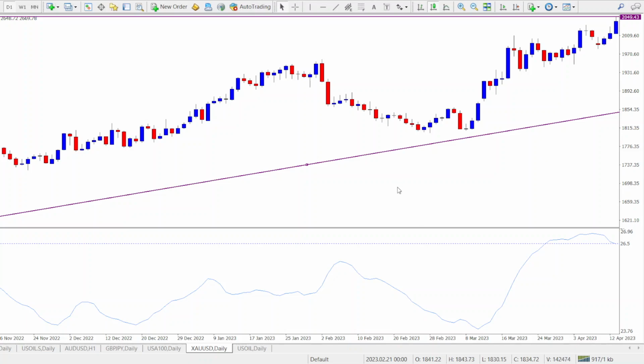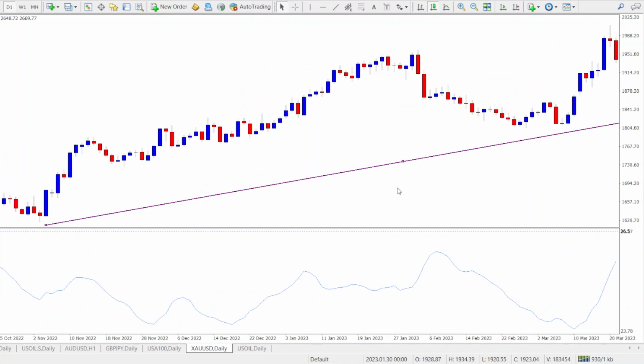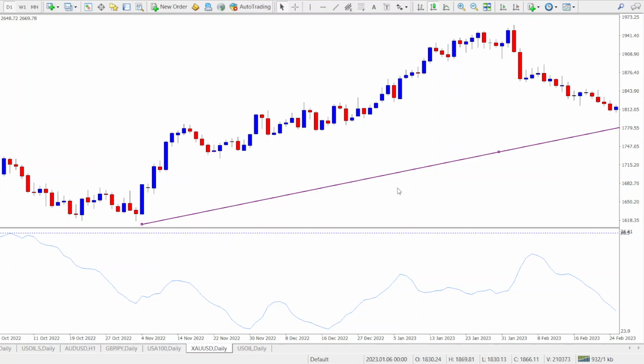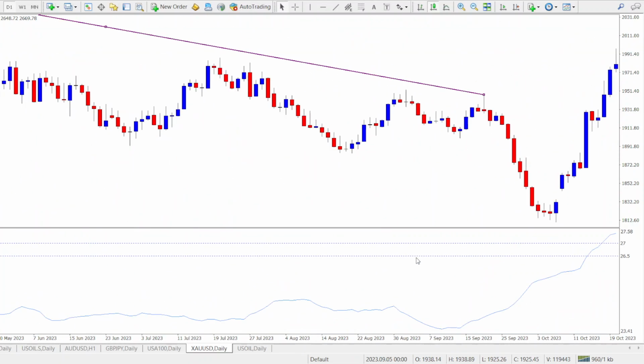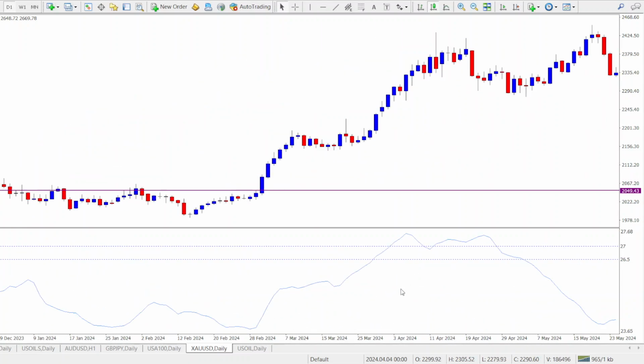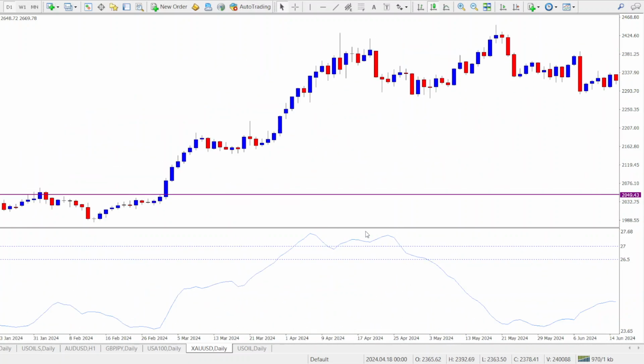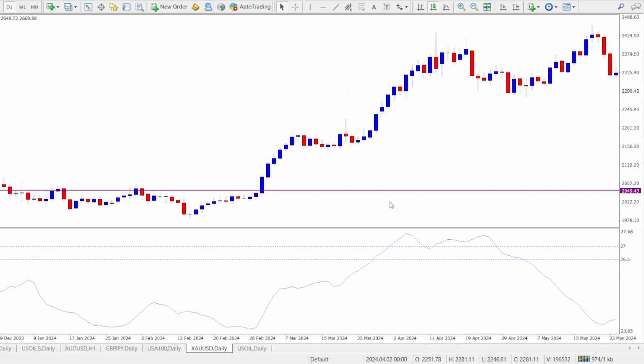First, identify the trend. That's the first step. After identifying the trend, wait for the mass index indicator. If it is a buy trend, wait for the mass index indicator to drop to the extreme bottom level and start pointing upward before you enter a buy trade. If it's a sell trend, wait for the mass index indicator to rise to the extreme top level and start pointing downwards before you enter a sell.